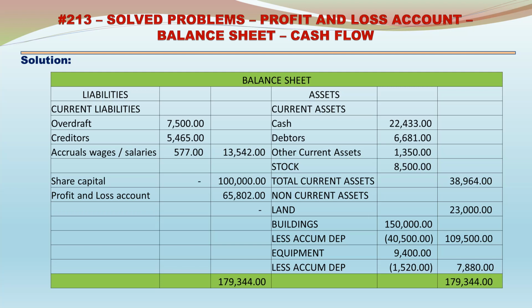Net equipment 7,880. Total assets 179,344. On the liability side, current liabilities: overdraft 7,500. Creditors 5,465. Accrual wages 577. Total current liabilities 13,542. Share capital 100,000. Profit and loss account 65,802. Total liabilities and share capital 179,344. Total assets 179,344.